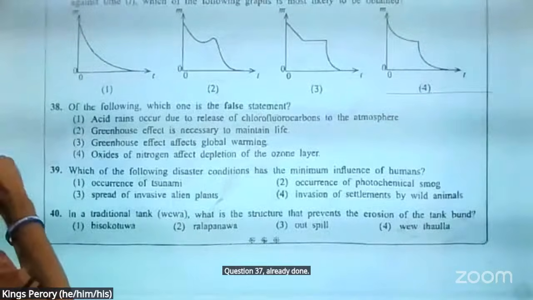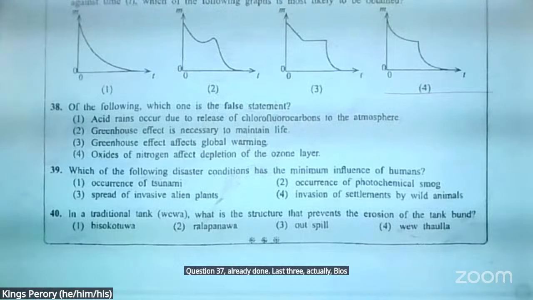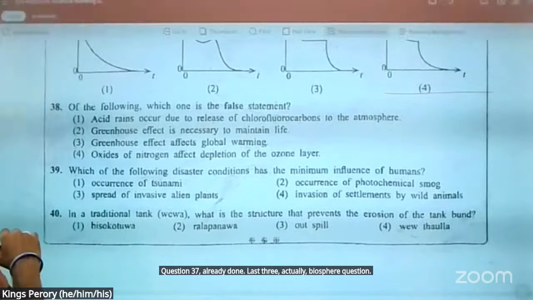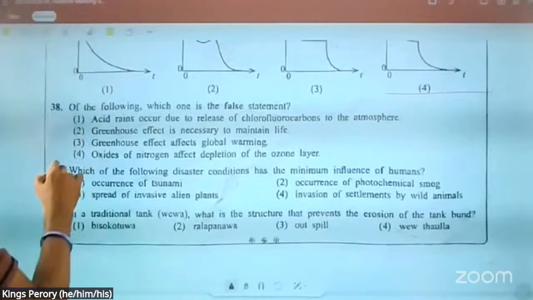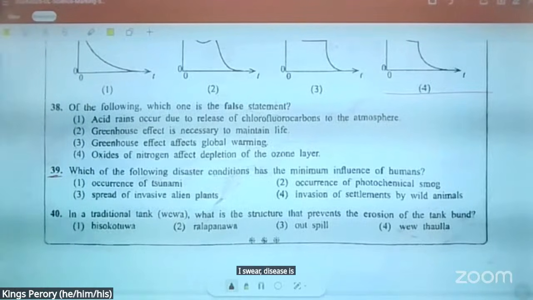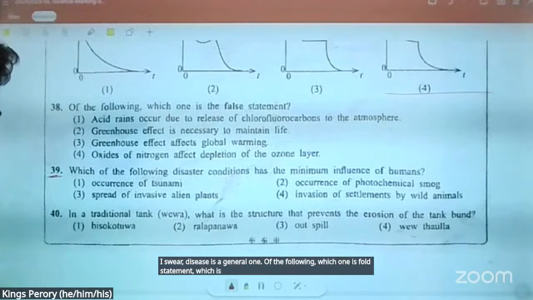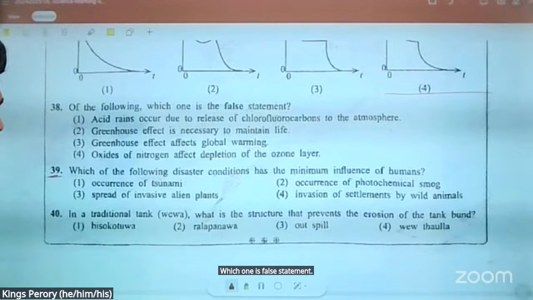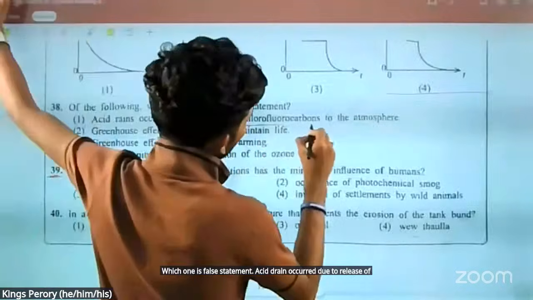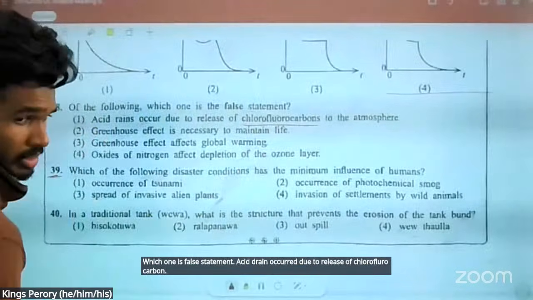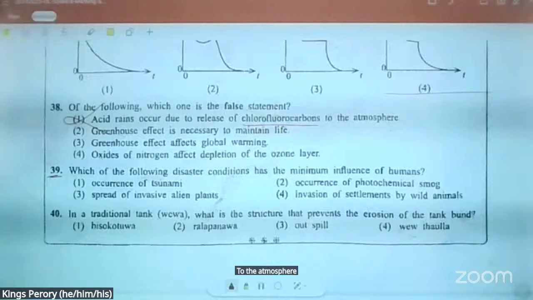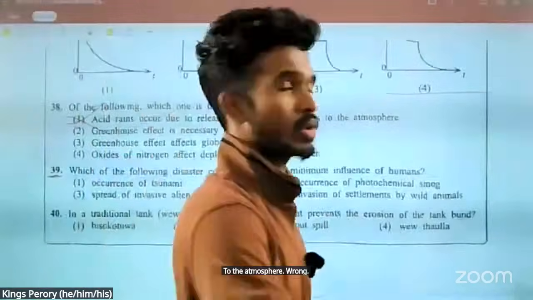The last 3 are actually biosphere questions. Of the following, which one is a false statement? Acid rain occurred due to release of chlorofluorocarbon to the atmosphere. Wrong. Acid rain is not due to chlorofluorocarbon.